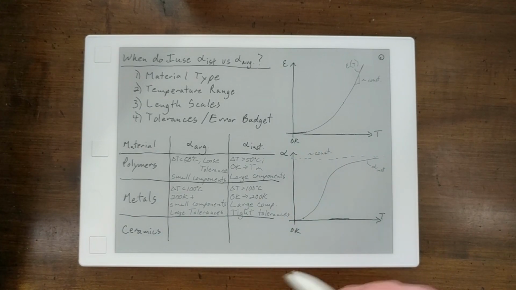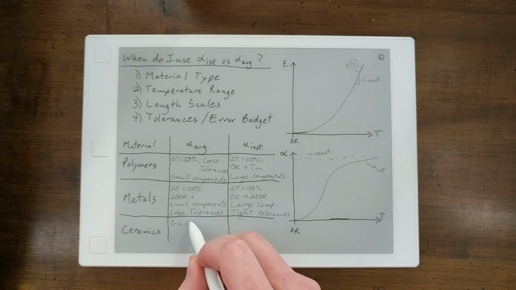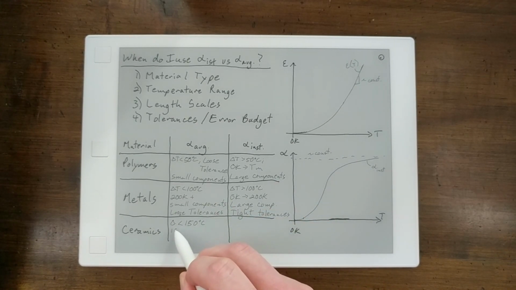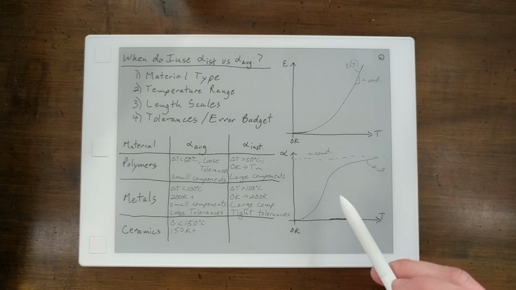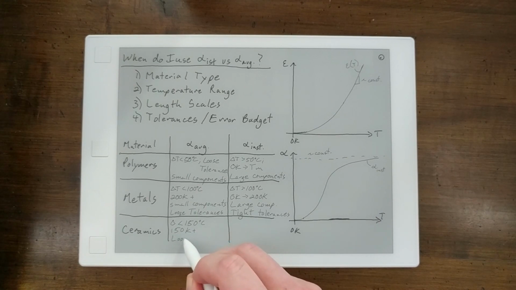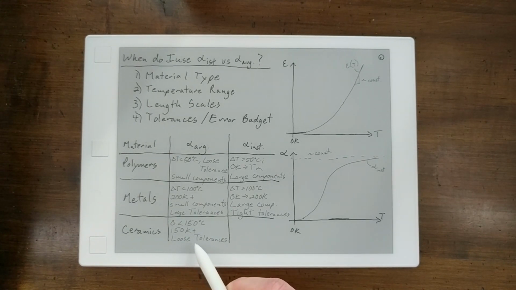For ceramics, they're much more stable, and your delta T can be less than 150, sometimes 200 degrees C. If you're at 150 Kelvin plus, you're beyond that knee. Typically ceramics will show that knee at lower temperatures and stabilize more quickly than a metal. And if you have loose tolerances. Now, I haven't said large components or small components for ceramics. It's really hard to make large structural components out of ceramics, so you're typically looking at small components just because the fracture toughness of a ceramic is not very good.